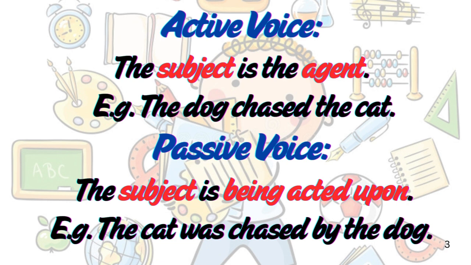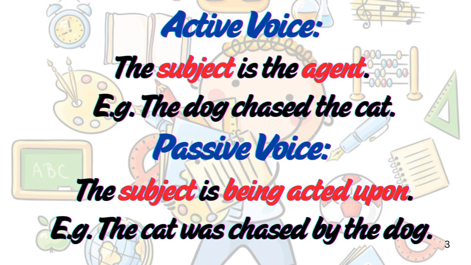In the active voice, the subject of the sentence performs the action. In other words, the subject is the agent. For example, the dog chased the cat. Here, the dog is the subject and is performing the action of chasing.